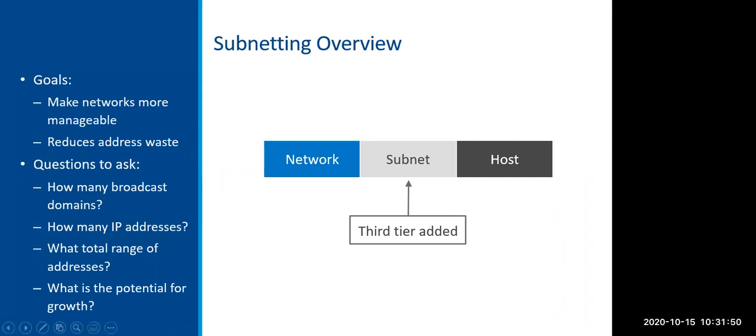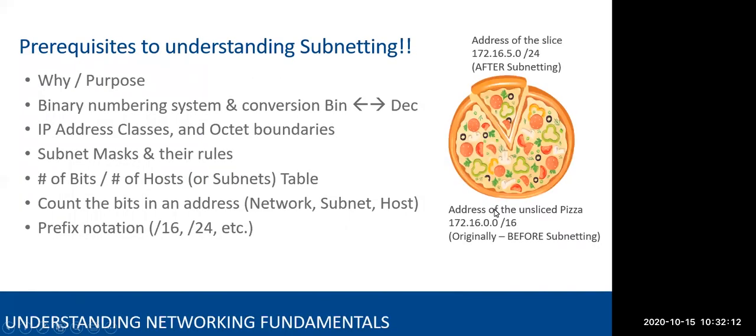So what are the questions we ask in order to do this? You say, well, how many broadcast domains or networks do we need? How many host addresses or IP addresses do we need in each network? Right? What's the total address range? What's the potential for growth? Which one's going to grow more? Will we need more subnets later, or will we need larger subnets? Will we need more hosts per subnet? So those are the questions to be asked.